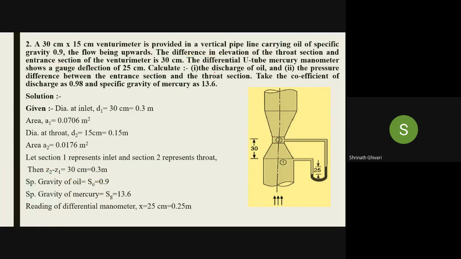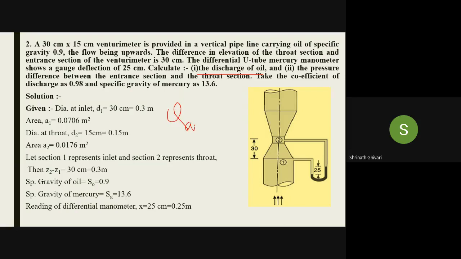I want to calculate first the discharge of oil. I've written everything which is given in the problem. How will you calculate the discharge of oil? Anyone? We derived the expression, no? We will use that expression here, the Q actual expression.